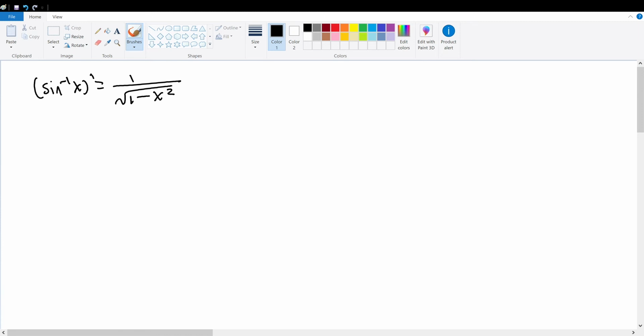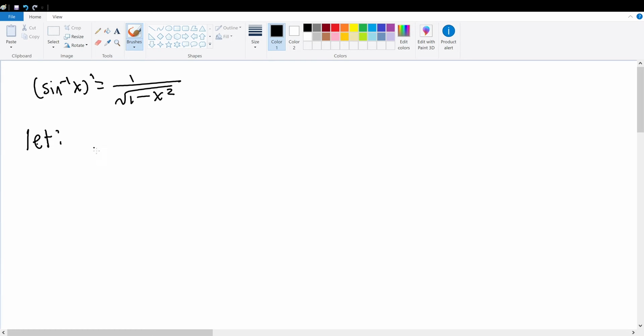In this video, we're going to be proving the derivative for the arc sine function, which is equal to 1 over the square root of 1 minus x squared. In this video, we're going to be doing this through right triangles. In future videos, I will post a proof for this derivative in a much more algebraic manner. But in this video, we're going to be doing it through right triangles.